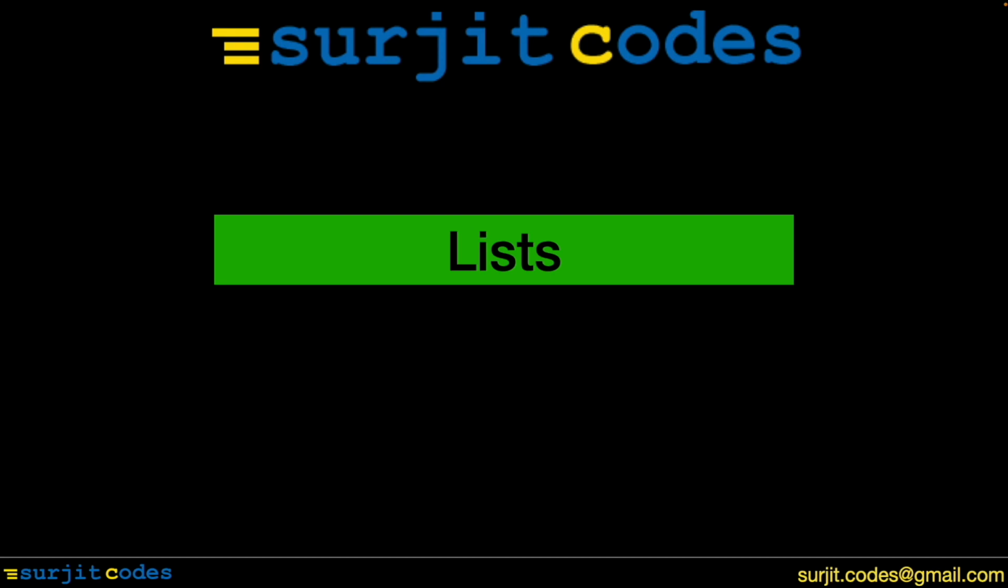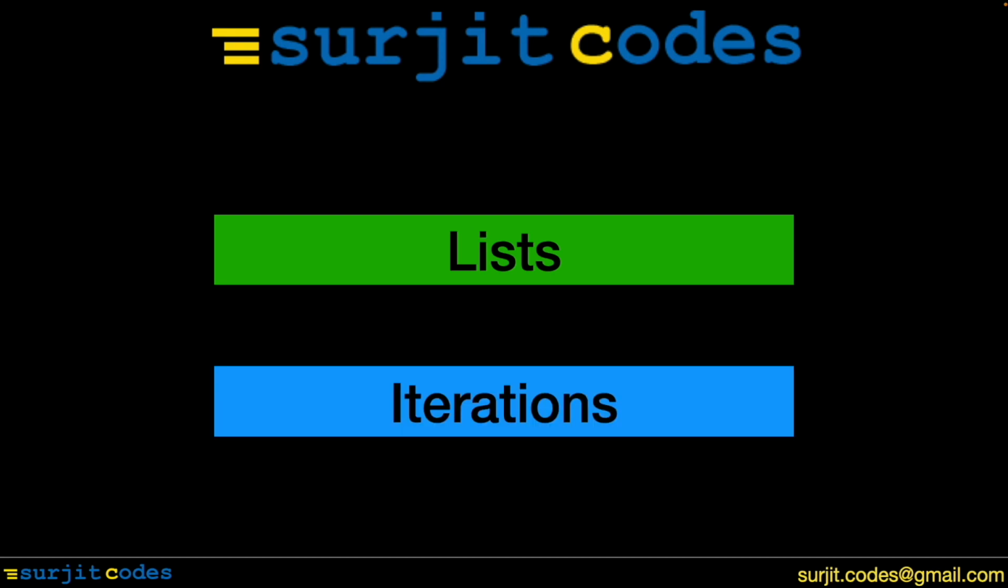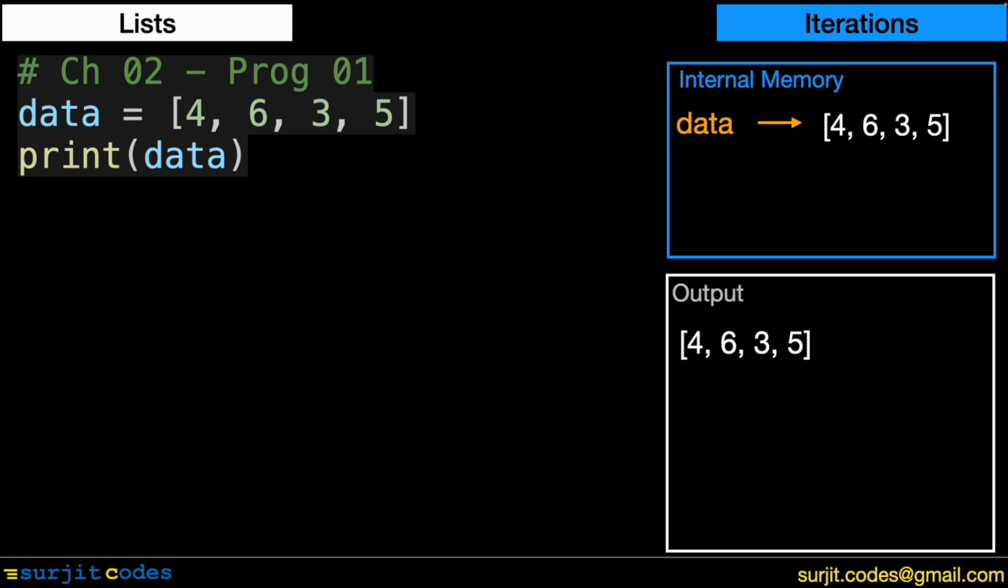A list is a collection of data items. Python lists work like arrays, which means that we can iterate over the elements of the list one by one. In this program, we have a list of 4 integers which we have saved in a variable named data and printed it. We write lists within square brackets and separate the items of the list by commas.